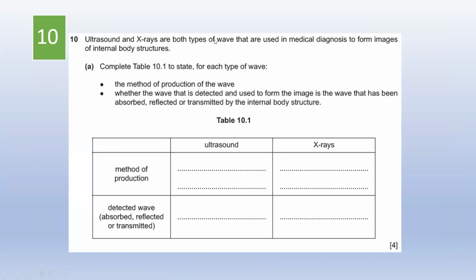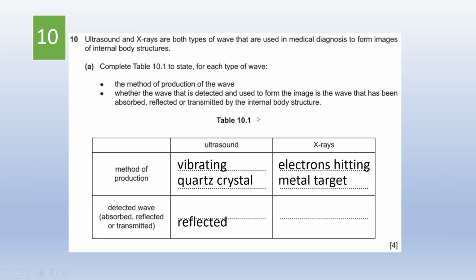Ultrasound and X-ray are both types of wave that are used in medical diagnosis to form images of internal body structure. Complete table 10.1 to state for each type of wave the method of production of the wave, whether the wave that is detected and used to form the image is a wave that has been absorbed, reflected or transmitted by the internal body structure. Ultrasound, vibration of quartz crystal, reflected wave. X-ray, electron hitting metal target, transmitted.